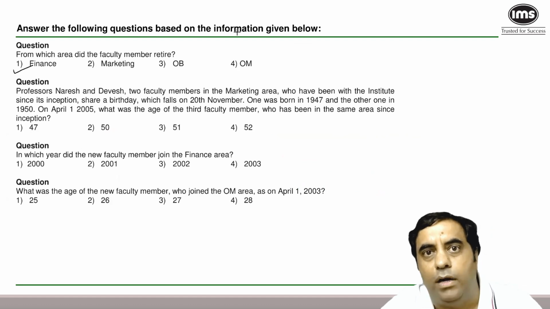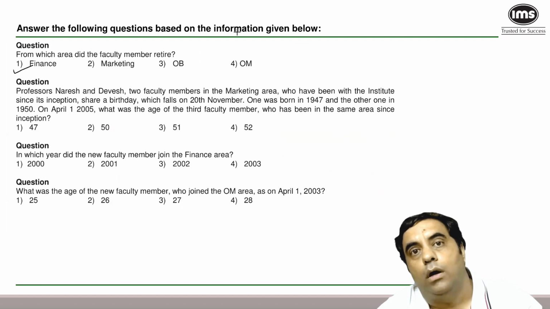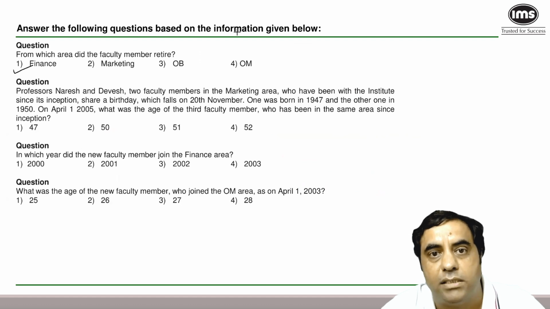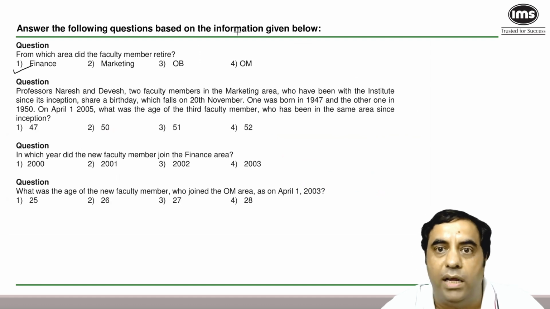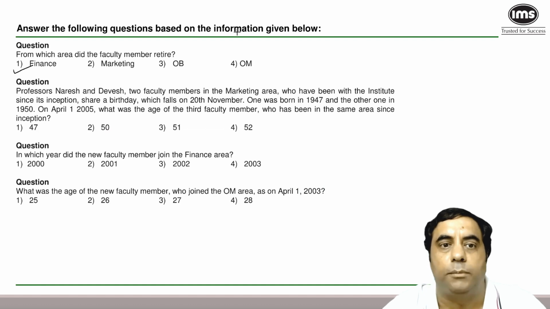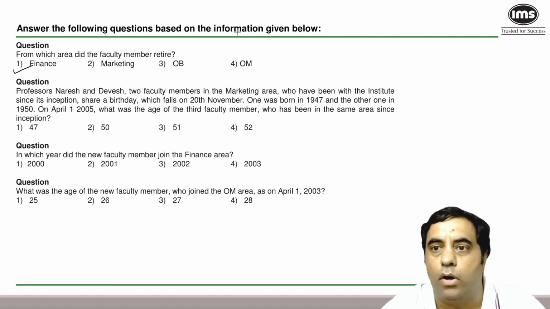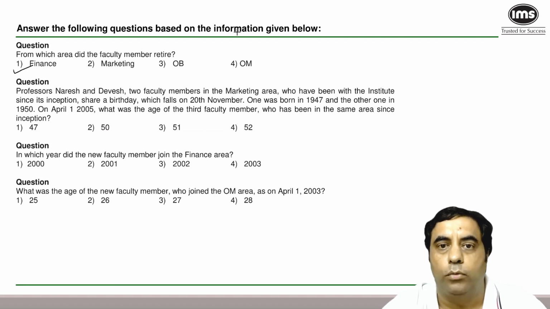What a beautiful example of using the concept of average with people moving out and joining in the entire average, right? Let's look at the next question. It says, Professor Naresh and Devesh, 2 faculty members in the marketing area who have been with the institute since the inception, share a birthday which falls on 20th of November. One was born in 1947, while the other was born in 1950. So both of them were born on 20th November, right?